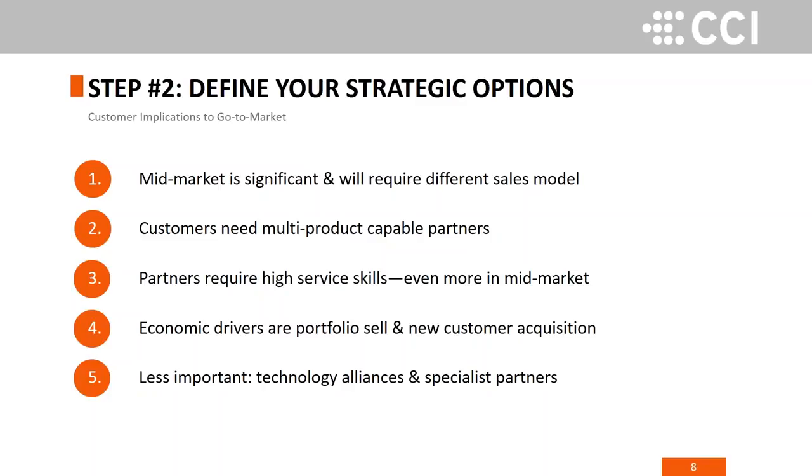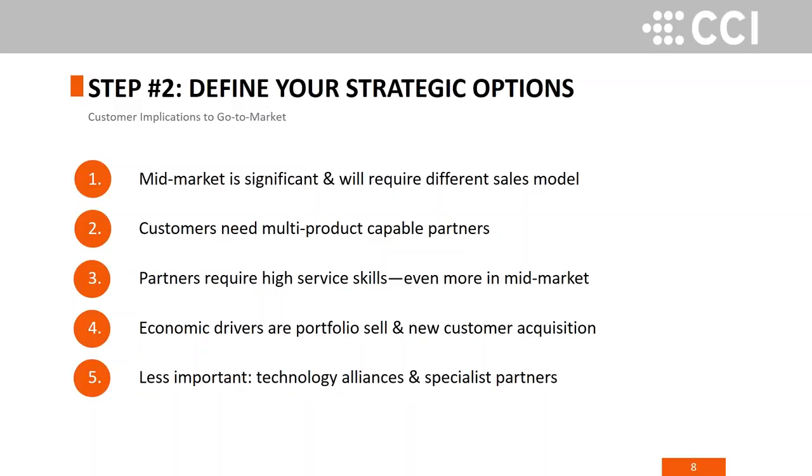The customers told us that they were buying multiple products, or they expected to buy multiple product categories of this vendor over the next 1 to 3 years. And because of this, we need our partners in general to be multi-product capable. We found out that the partners required high service skills and that was even more true in the mid-market, which might be different than what most people would expect.